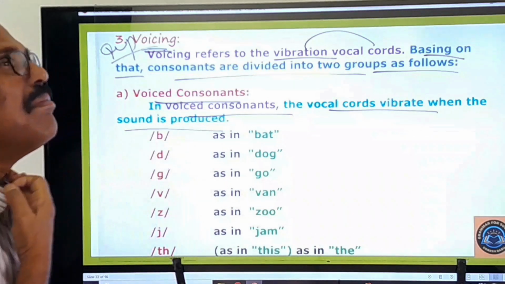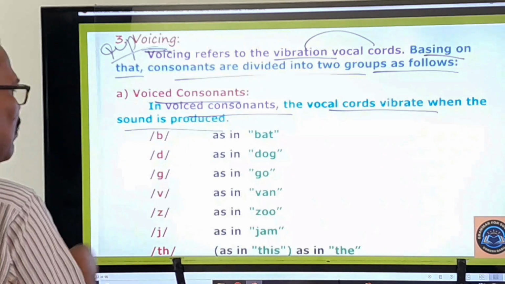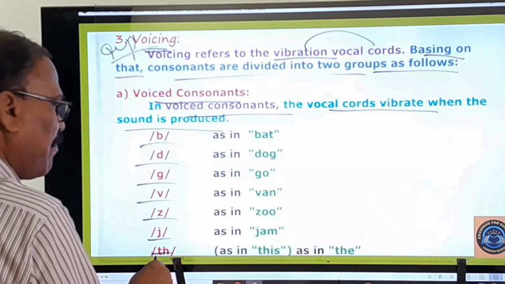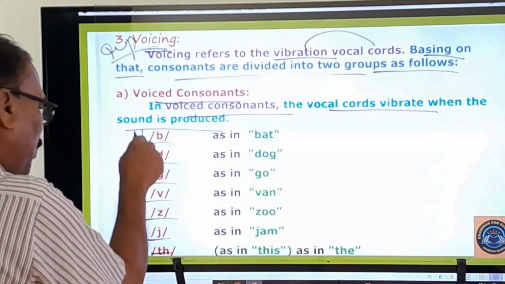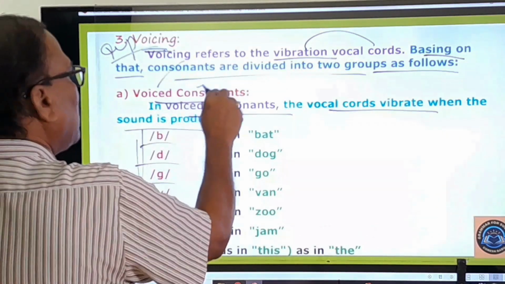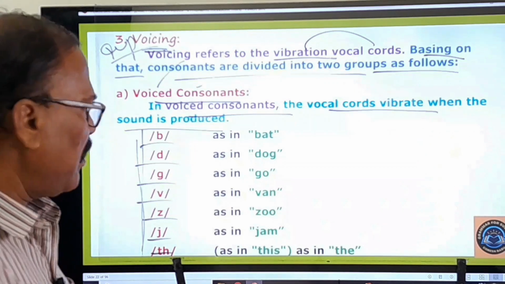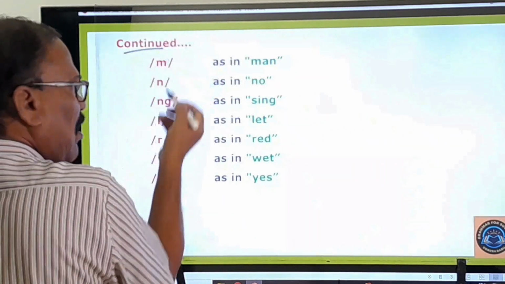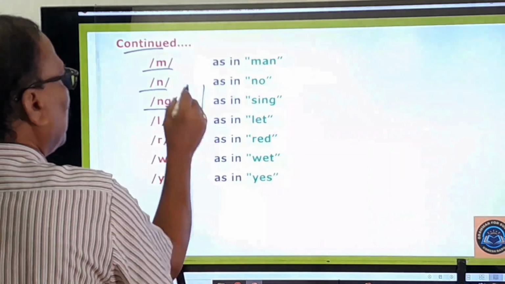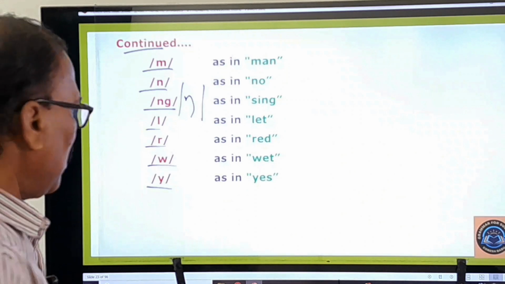So b, b, b, b, d. In the production of b, d, ga, va, za, ya, tha, the vocal cords will be vibrating, and therefore they are called voiced consonantal sounds. Go to the next point. Continued, and these are also there: ma, na, na. This is the long one. La, ra, wa, ya. So these are all voiced consonantal sounds.